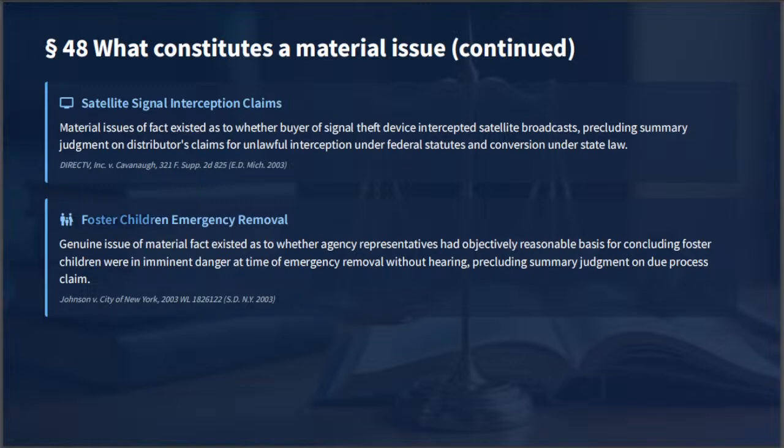Now we're on to the foster children emergency removal. Yikes. Genuine issue of material fact existed as to whether agency representatives had objectively reasonable basis for concluding foster children were in imminent danger at the time of emergency removal without hearing, precluding summary judgment on due process claim. Wow, that's dirty. Johnson versus City of New York, 2003.